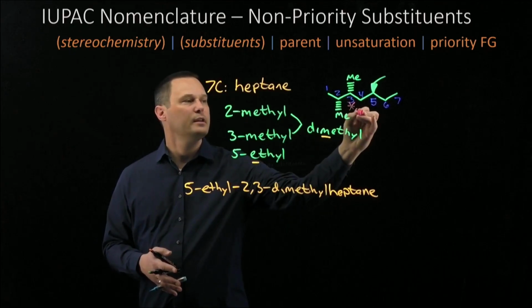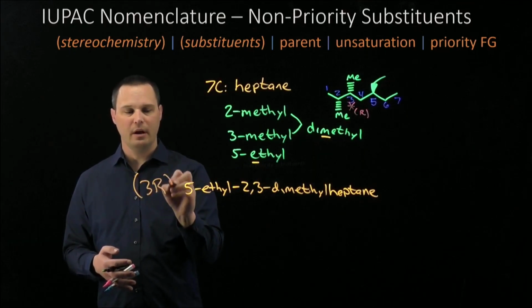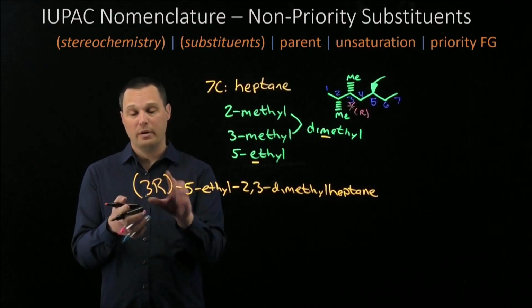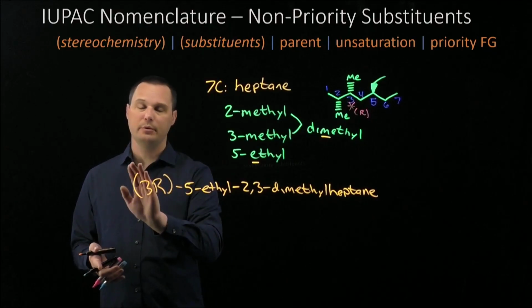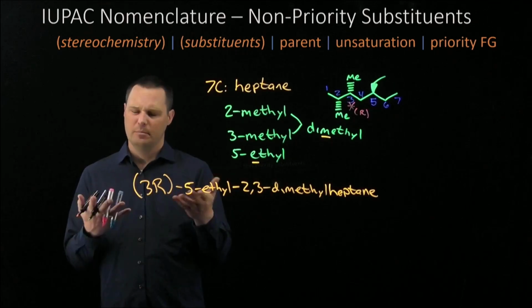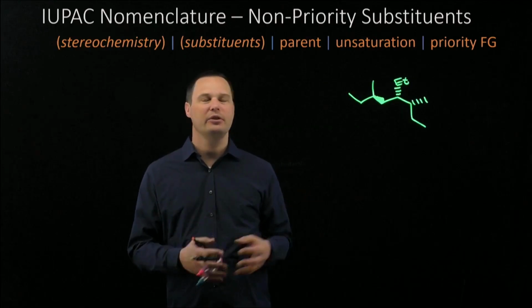Carbon number 3 is an R stereocenter. So at the beginning of our molecule, we can write 3R, 5-ethyl, 2,3-dimethyl heptane. Again, since there's only one piece of stereochemical information, it's acceptable to leave off the 3 and just say R, 5-ethyl, 2,3-dimethyl heptane. But again, I like to leave the number there. It makes it unambiguous. Pause the video, see how you can do with this example.